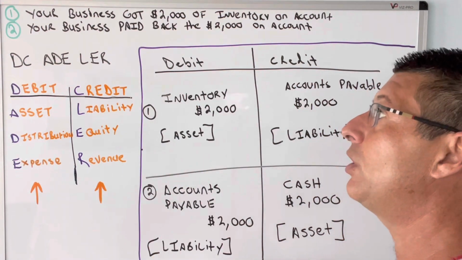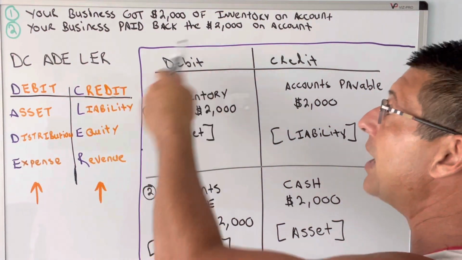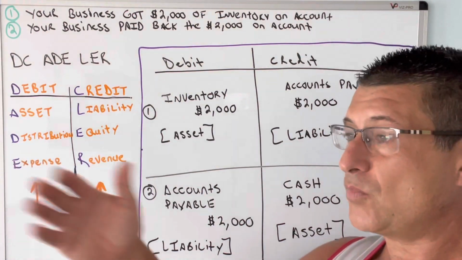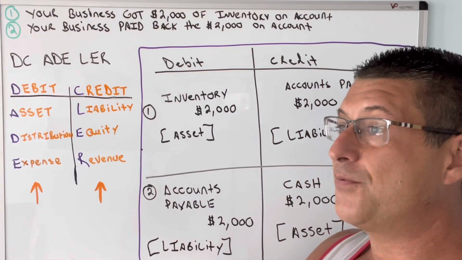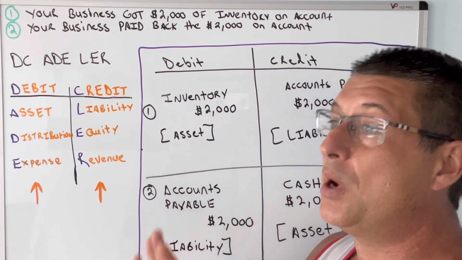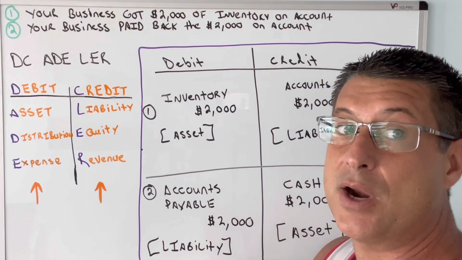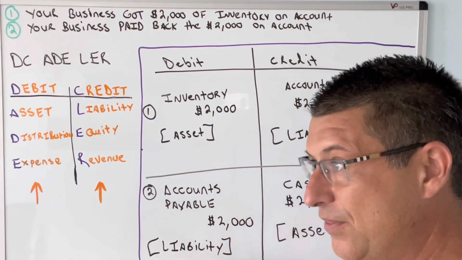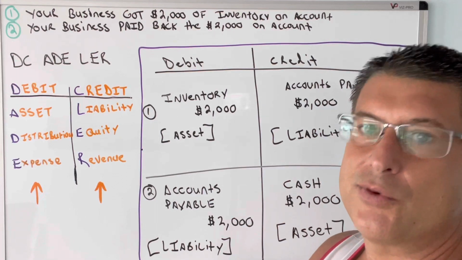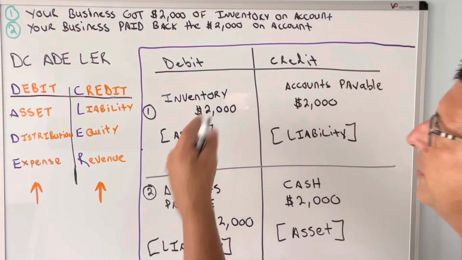Then our second journal entry, your business paid back the $2,000 on account. Basically you're going to say, hey guy who fronted me the $2,000, thank you so much. I am going to pay you back now. I have the money. So here's the actual money, and now I don't owe you anything anymore. So that's kind of the real world example. Let's go to the journal entry.